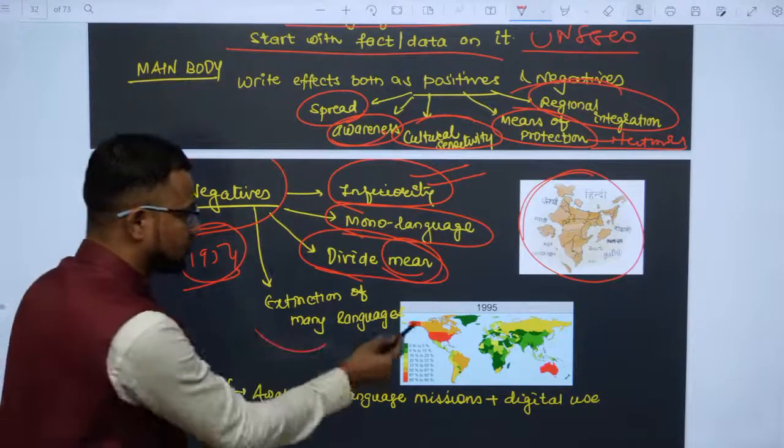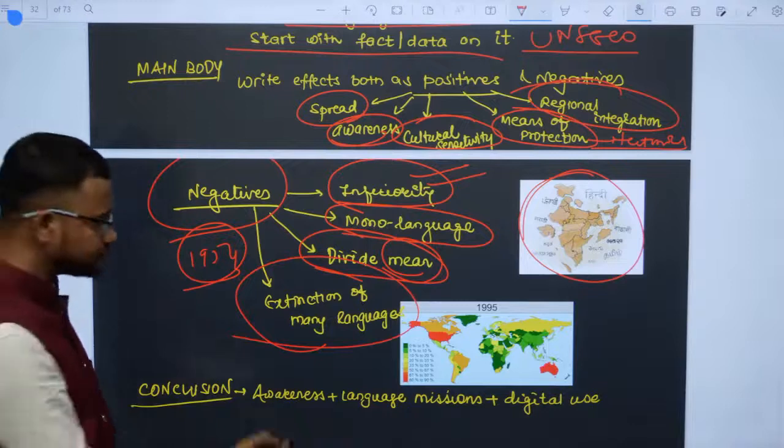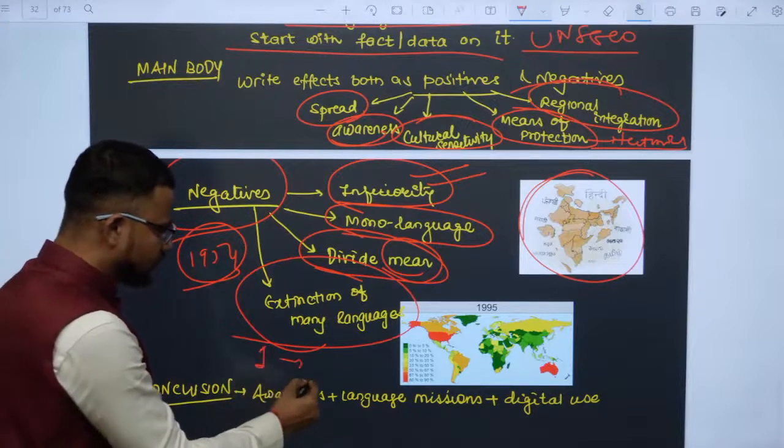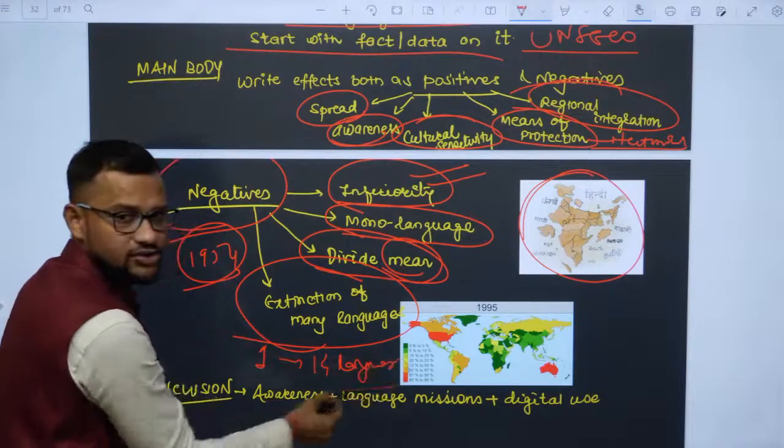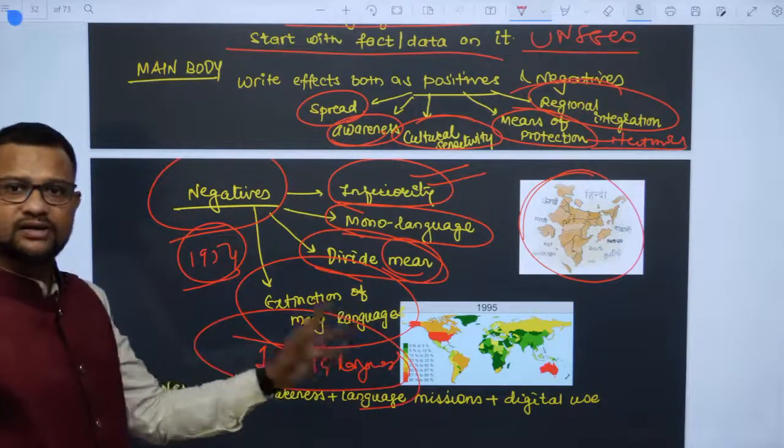Then extinction of many languages: almost in one year the world loses almost 14 languages. That is the data of the United Nations, UNESCO. So you can write this kind of data also.